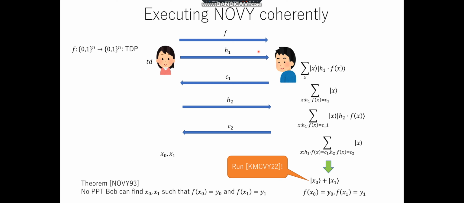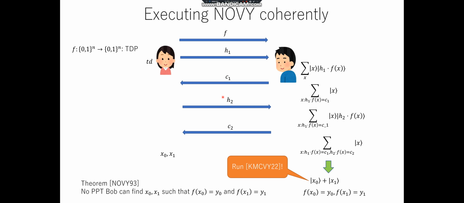Our idea is executing the interactive hashing coherently. Here F is a trapdoor permutation, and the verifier first generates the pair of trapdoor and function F. The verifier sends this permutation F to the prover, and also sends this random bit string H1 to the prover. The prover generates these quantum states and measures the second register in the computational basis. The state after the measurement is this state. The prover sends the measurement result to the verifier.